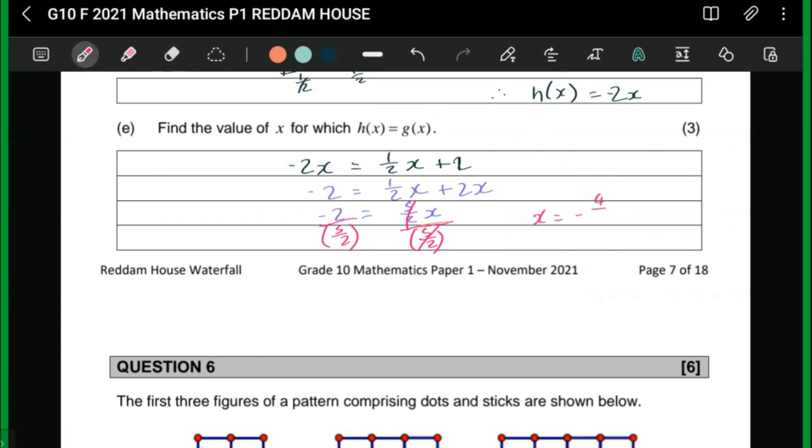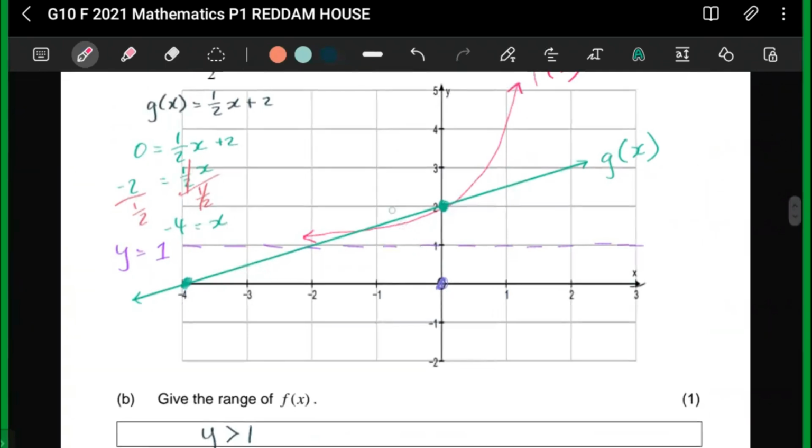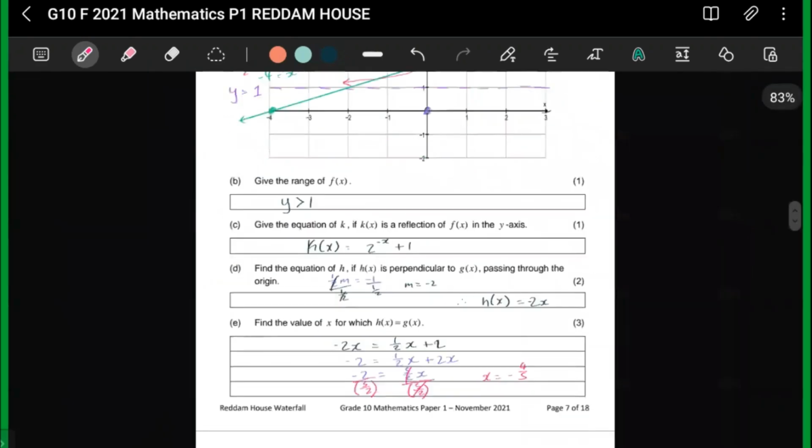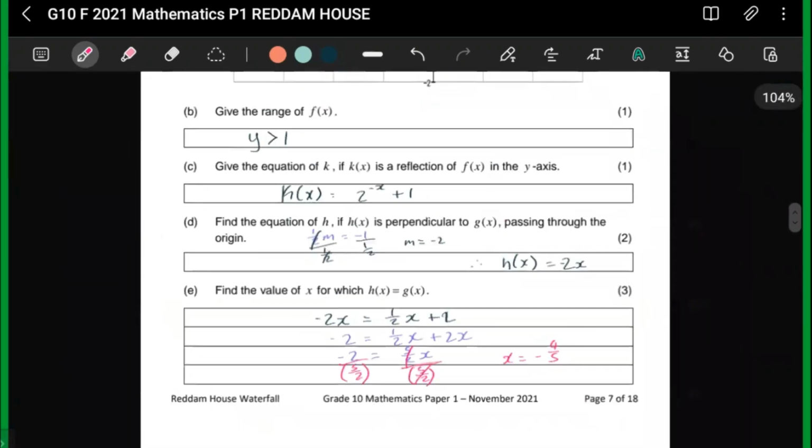It's -4/5. Yeah, that makes sense, because they're likely to touch before the -1. So if they touch somewhere here, the x value would be like negative something before the -1. So this answer is fine. Let's move on to question number 6.